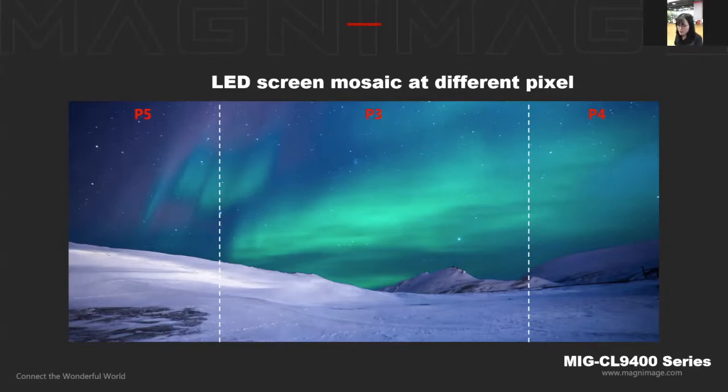Besides the same pixel LED screen, we can mosaic different pixel screens. The main screen is P3 and the 2 side screens are P4 and P5. We can mosaic them into 1 full screen or control them separately.